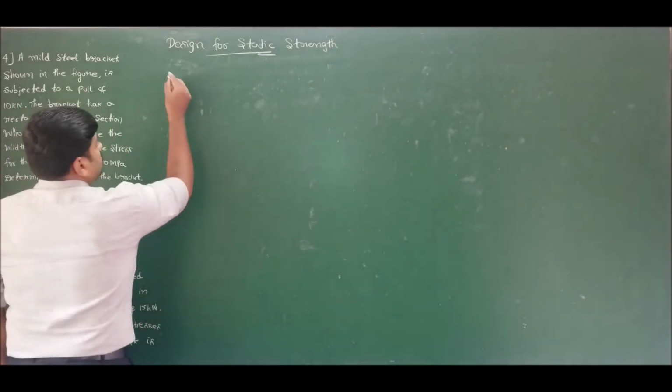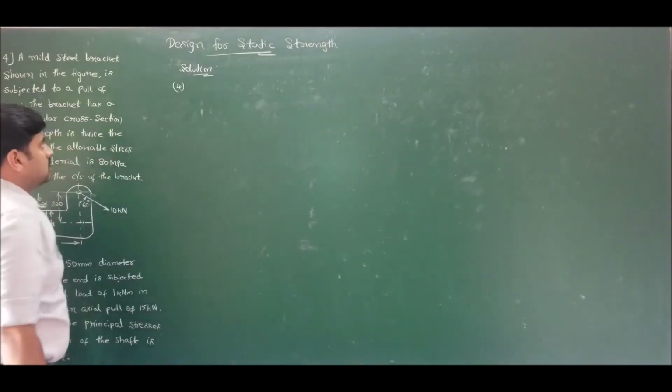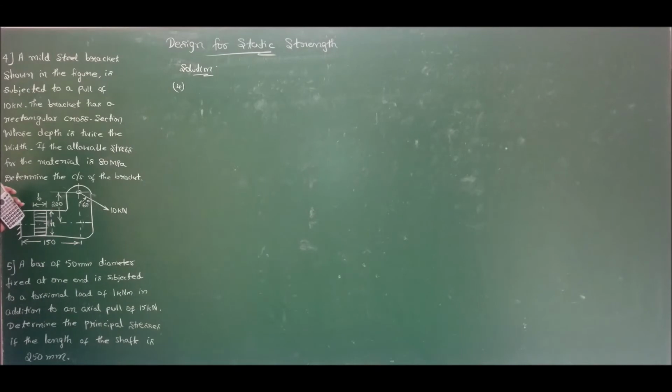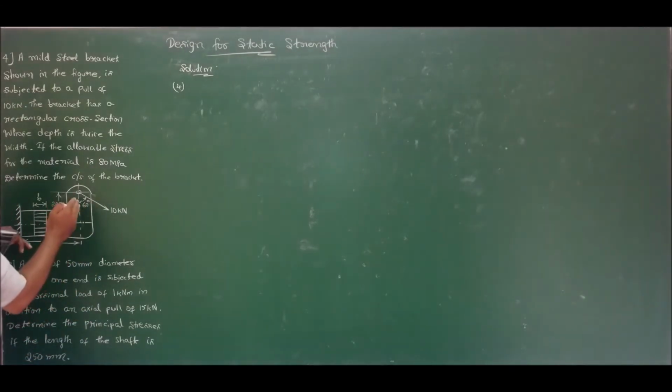Solution for problem number 4. Now if you observe the load, I can resolve this load vertically as well as horizontally. If I resolve the load vertically, so this is the section I have, this is the centroidal axis. For the centroidal axis, the vertical load will become orthogonal. Therefore, the vertical component of this force 10 kilonewton will cause pure bending.